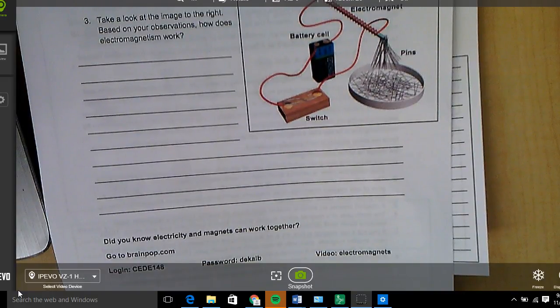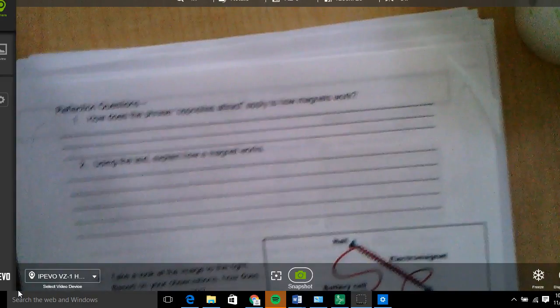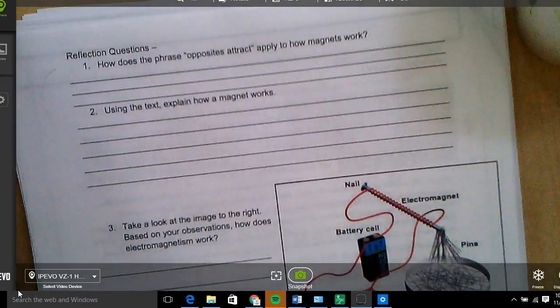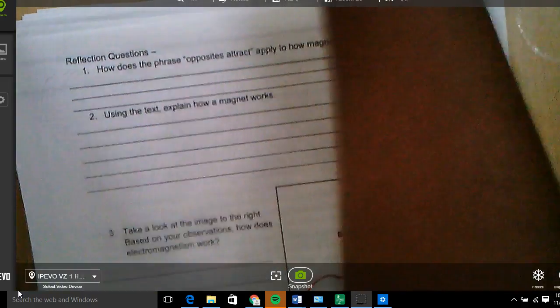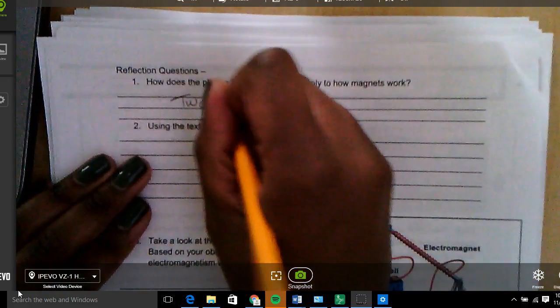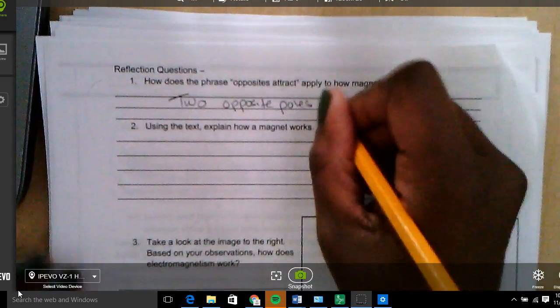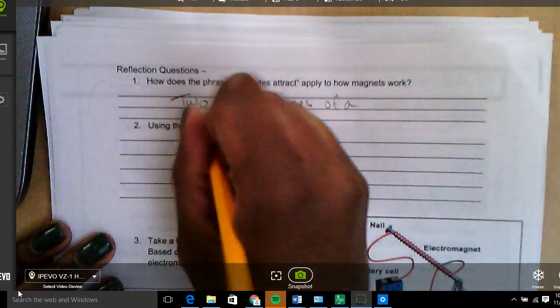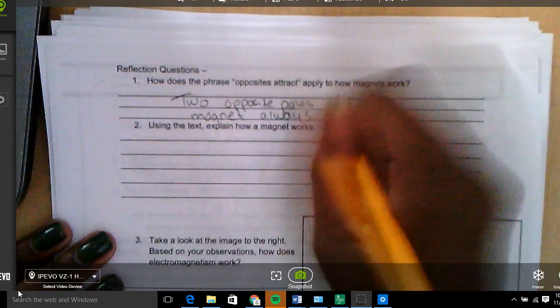It says, how does the phrase opposites attract apply to how magnets work? Tracking, Jaylyn. Yes. Very good. Two opposite poles of a magnet always attract each other. Marmar, make sure we get this down.